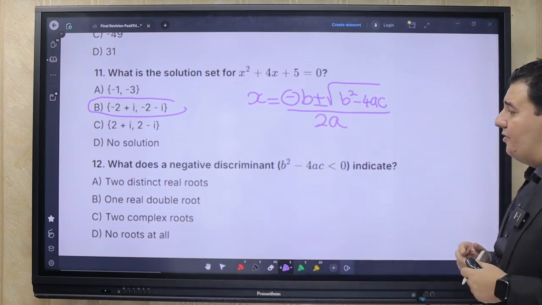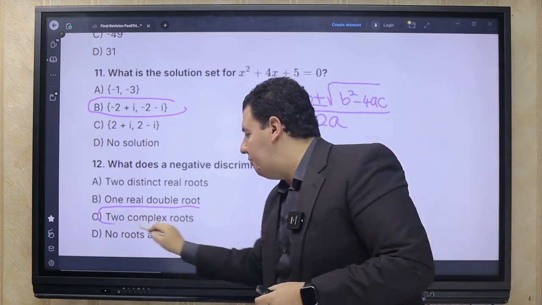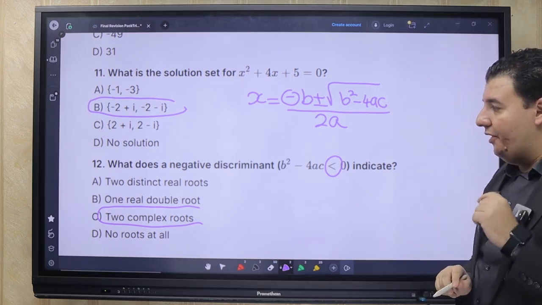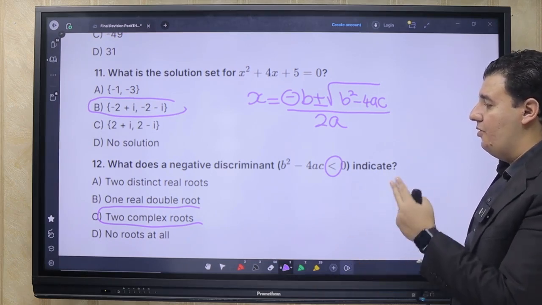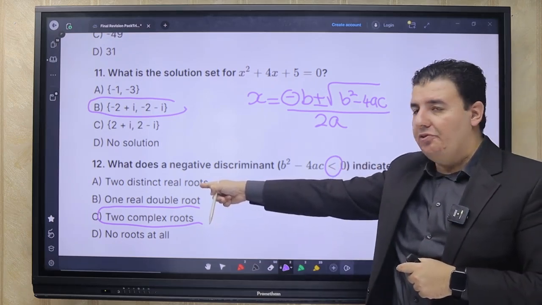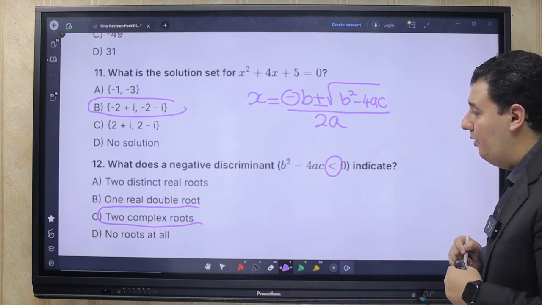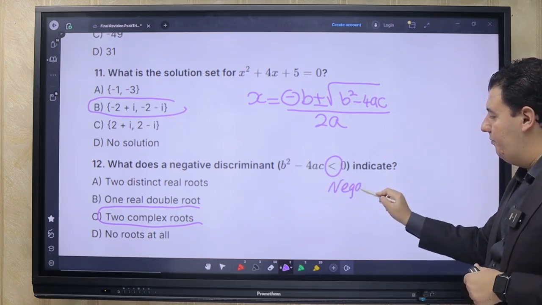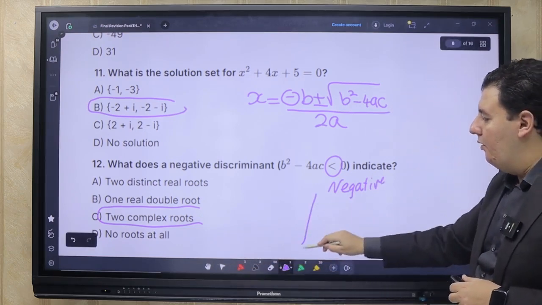What does a negative discriminant, b squared minus 4ac smaller than 0, mean? It's two complex roots. If the discriminant equals a negative number, then these two roots are complex. While if the discriminant is greater than 0, it will be two different real roots. And if the discriminant equals 0, it will be one real root. So less than 0, it will be negative, two complex roots.